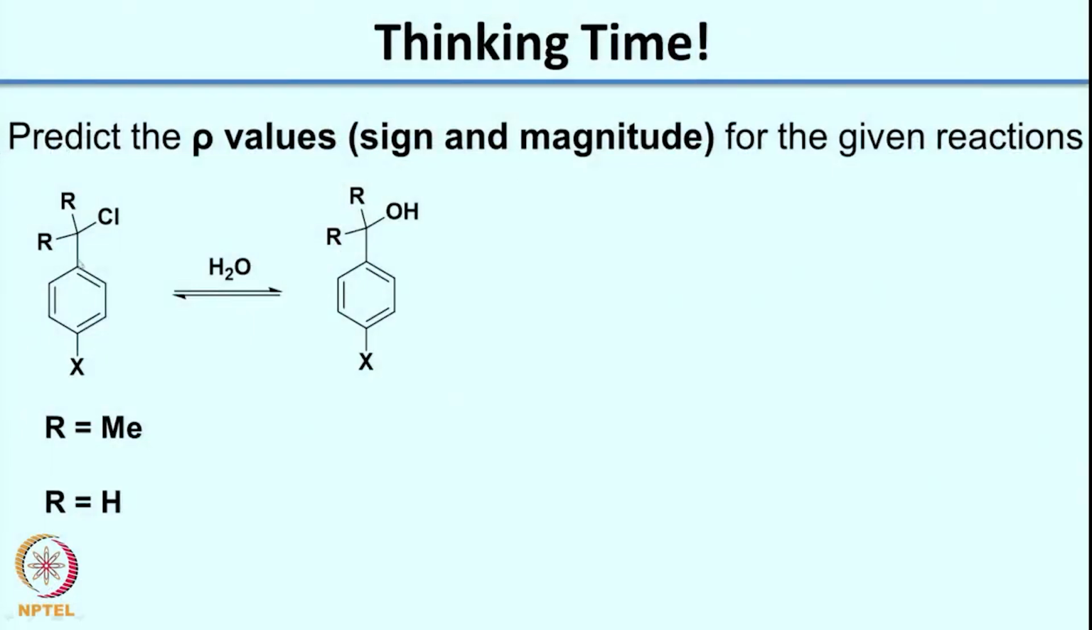So now I would like you to think about one more problem. This is just a slight extension of what we had seen earlier. In this case we are talking about two different reactions. In one case you have both the R's as Me, and in the other case you have both the R's as H. This is a substitution reaction. What I want you to think about is, can you predict the magnitude and sign for rho for these reactions?